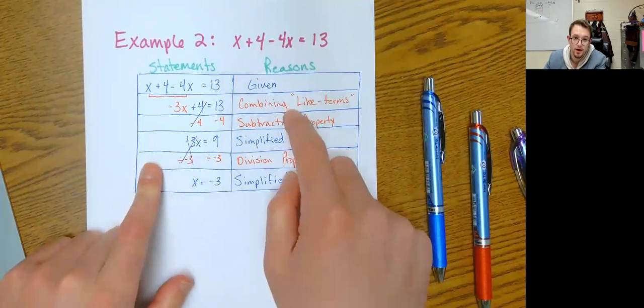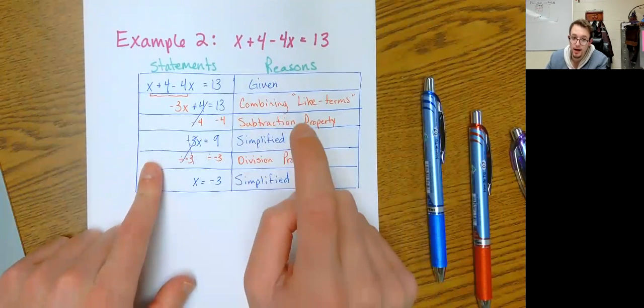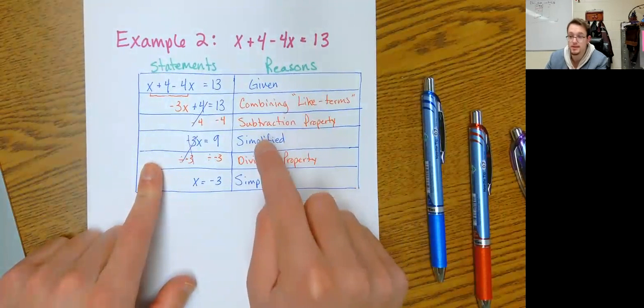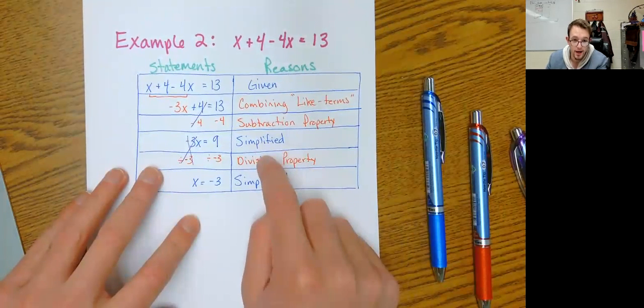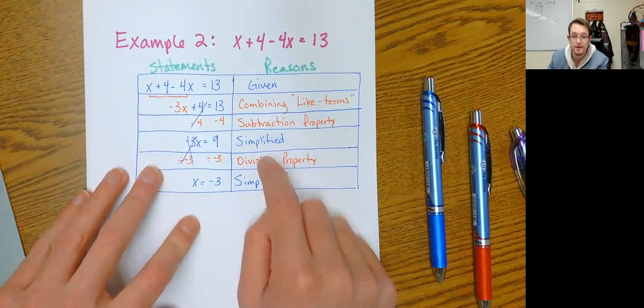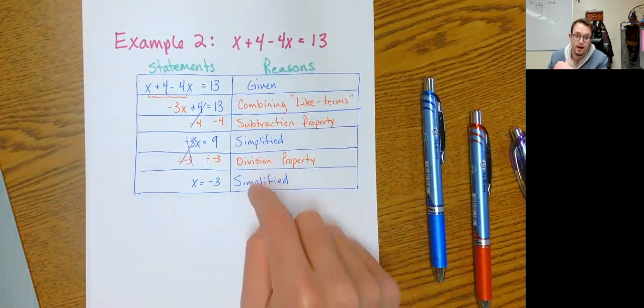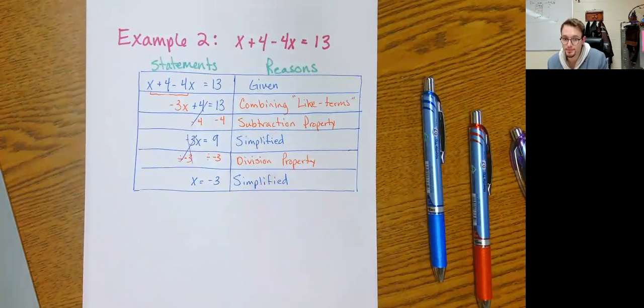Right? And the reasons are, I'm given the equation, I combined the like terms, I did the subtraction using the subtraction property of equality, I simplified it by doing the math, I then divided both sides by -3 because I can do that because the division property of equality says I can, and then I did the math and I simplified it and got x equals -3.